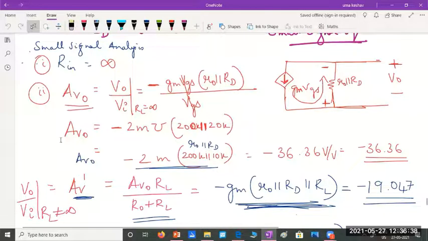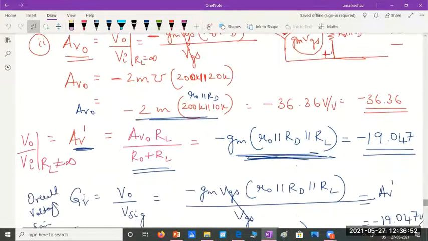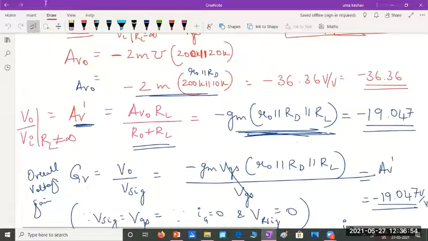So what did we get AVO as? AVO, we got it as minus GM into r0 parallel RD, which was so much. But in this case, when RS is there, what happens?